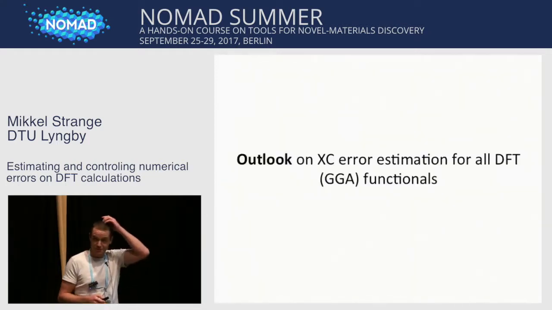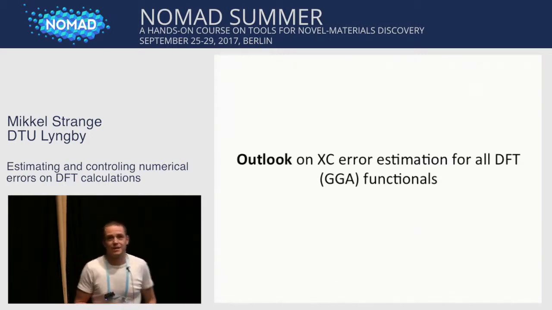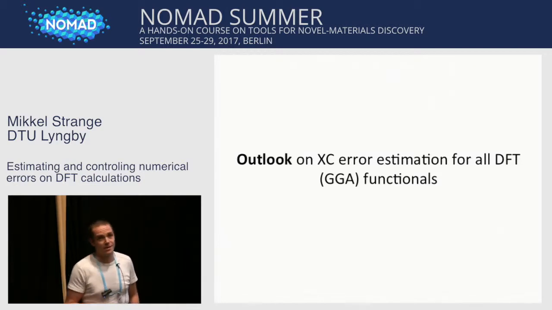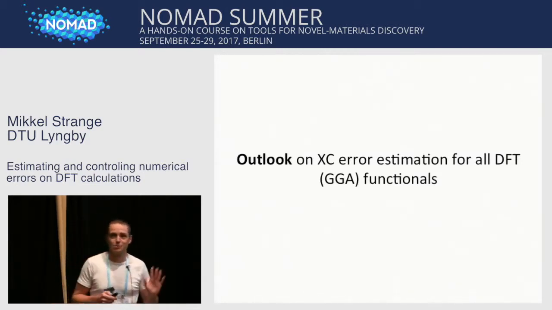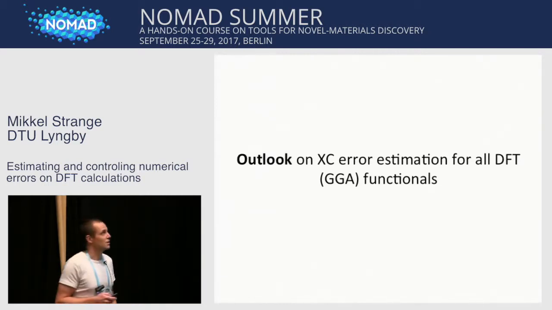All right, so now let me change gear a little bit. This is going away from the numerical errors and into the XC errors. I'll assume that we have converged our calculation with numerics and are just looking at the exchange-correlation errors.